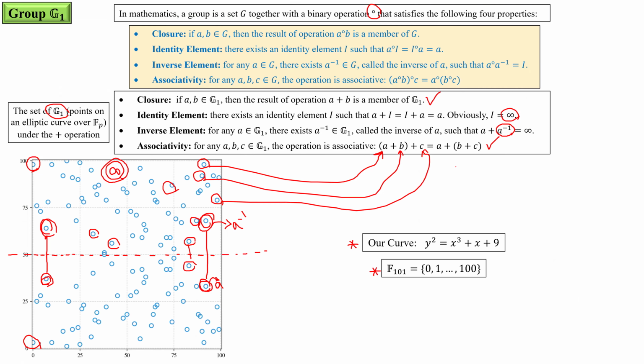And now we can say that, okay, now we have a group, and we call it group G1 in this lecture, because later we need this G1 for our discussion. Later we will discuss and introduce another group, G2.